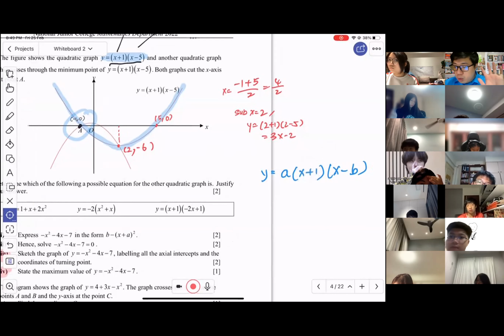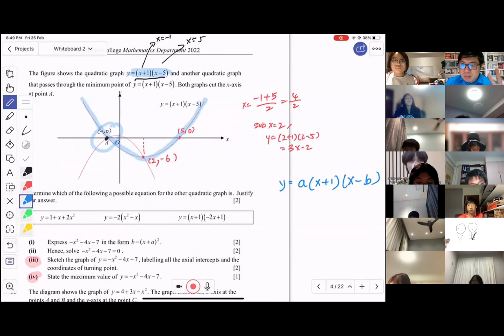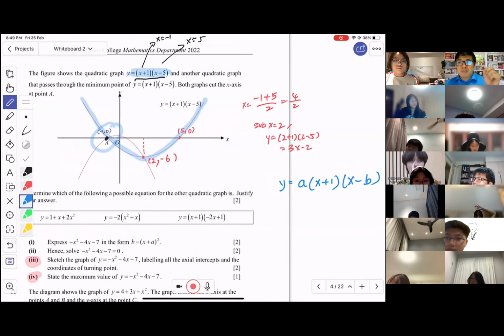Just a quick check. Who asked for question 9? I just want to make sure the person who I explained to also understands. Ling Xuan, okay, can. Where is Ling Xuan? Can't see your face. Okay.